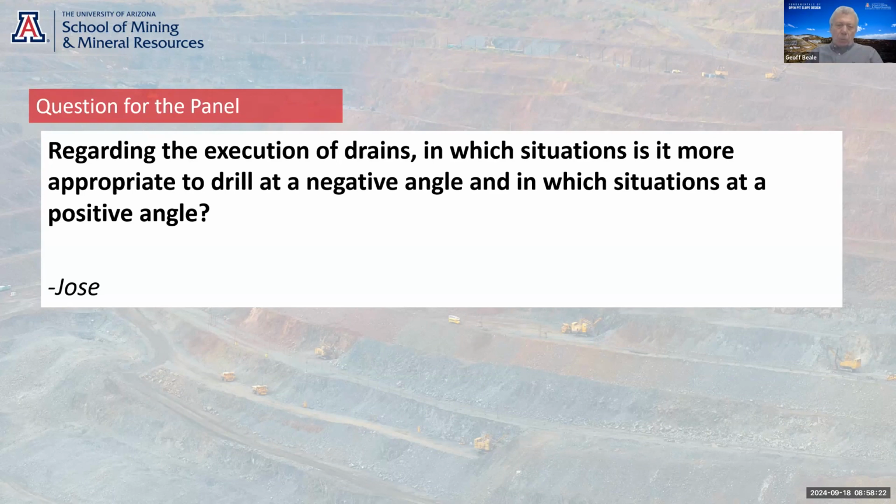But I think there's two things to consider. If you are in a formation that has chemistry or where you're likely to get precipitation, if you drill down, then the drain stays saturated. You don't get air into the drain or into the formation, and so the drains tend to clog up less, and so a down angle is good for that.